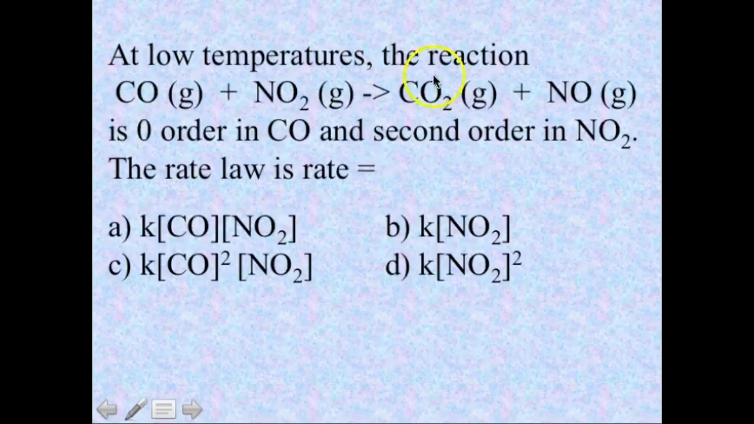At low temperatures, the reaction carbon monoxide plus nitrogen dioxide yields carbon dioxide plus nitric oxide. It's 0 order in carbon monoxide and second order in nitrogen dioxide. So the rate law is which one of these? It's going to be answer D, second order with respect to the concentration of nitrogen dioxide. And carbon monoxide does not appear in the rate law because it's 0 order.